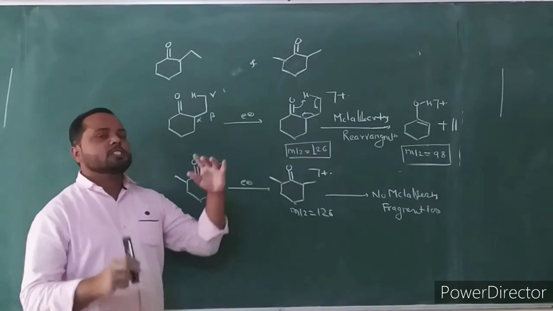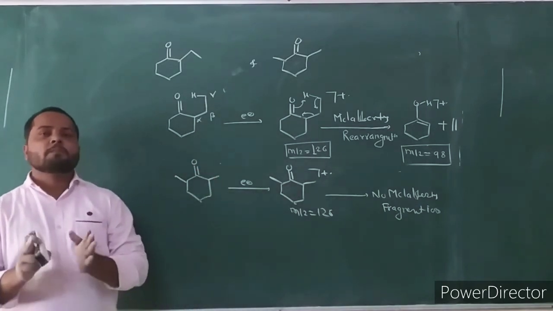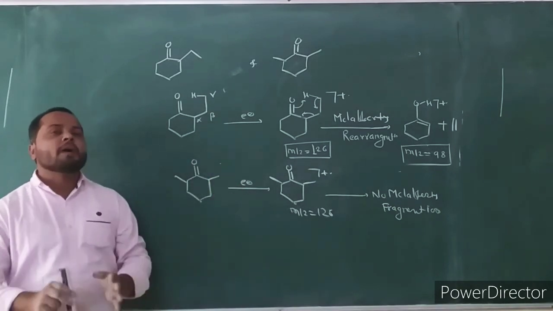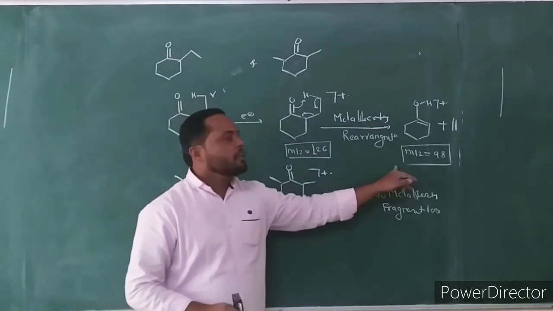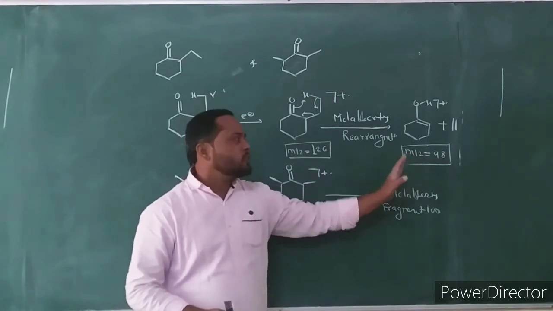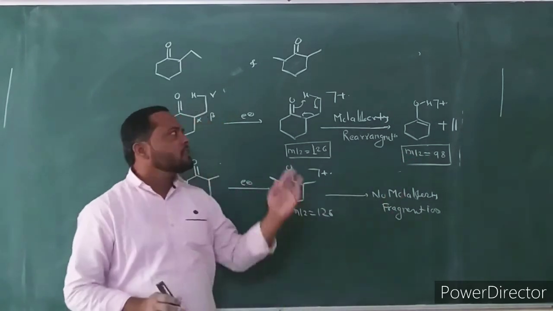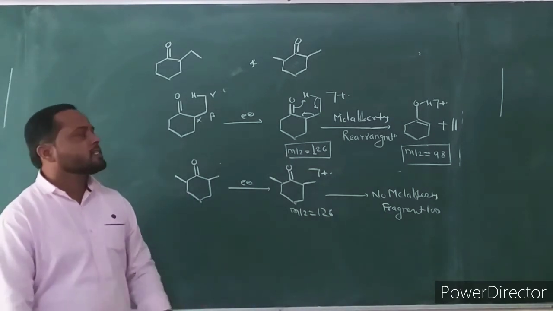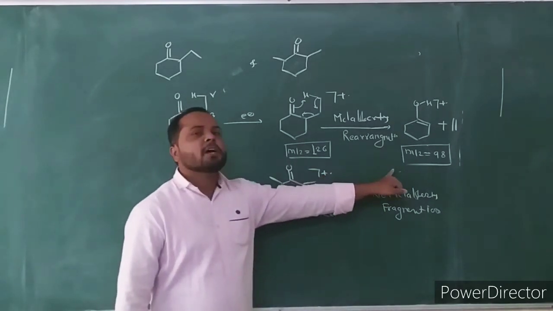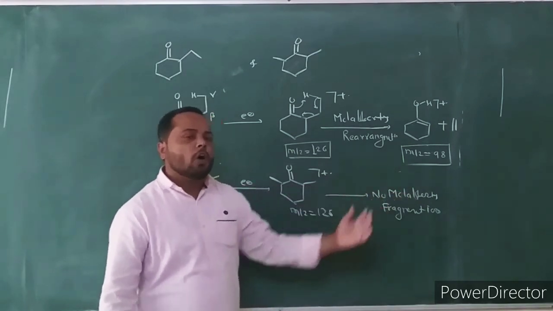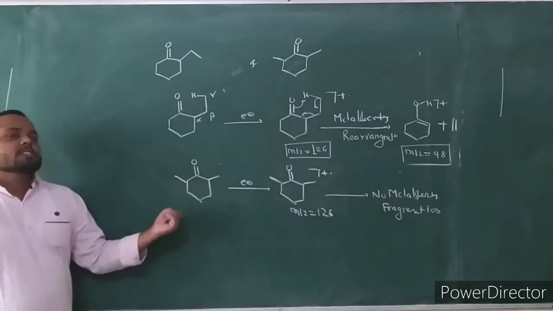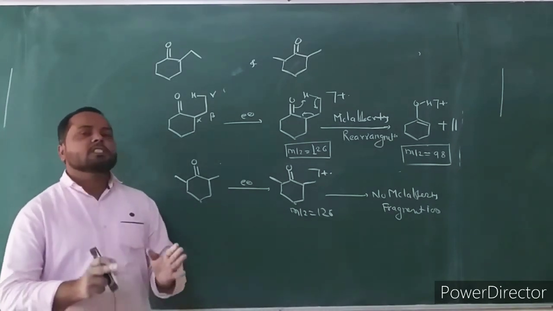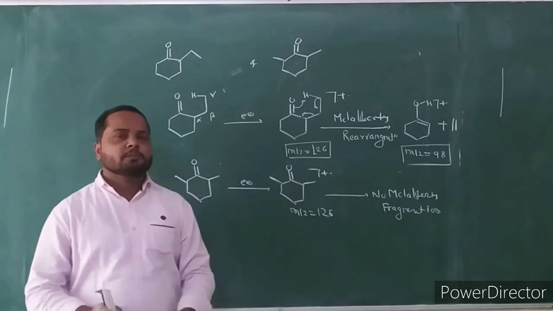How will you distinguish these two compounds with the help of mass spectra? In the mass spectrum of the first compound, the McLafferty fragment ion appears at mass to charge ratio 98 because this carbonyl compound has a gamma hydrogen. It undergoes McLafferty rearrangement and gives the fragment ion at mass to charge ratio 98. On the other hand, the second compound has no gamma hydrogen, so it does not undergo McLafferty rearrangement.